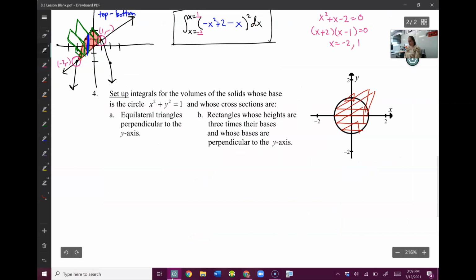So remember, this one is perpendicular to the y-axis. So our limit should be in terms of y. And I've got y equals -1 and y equals +1.